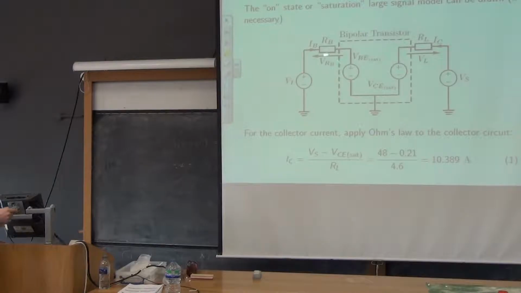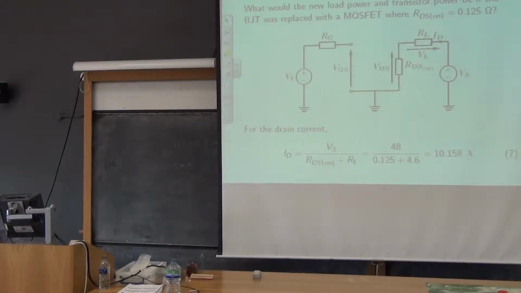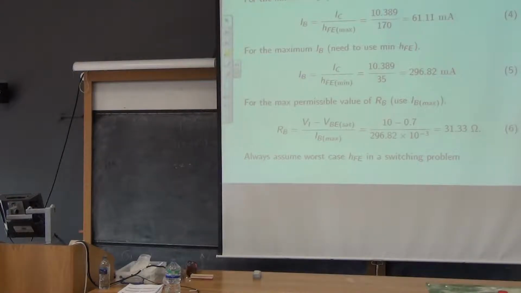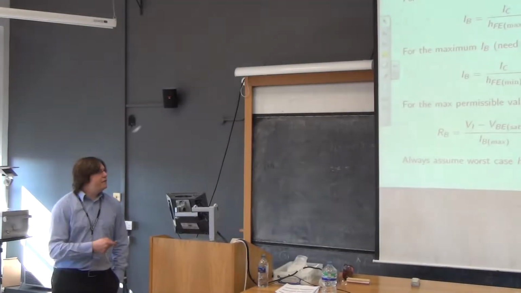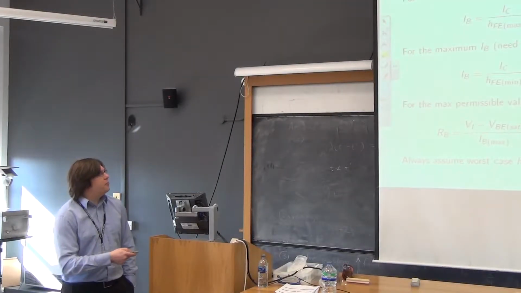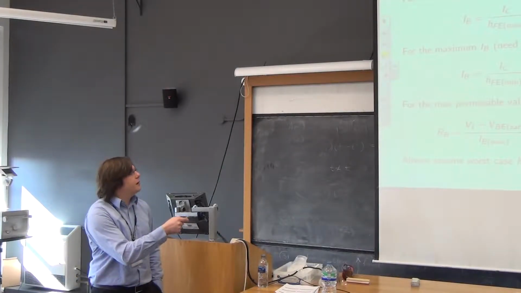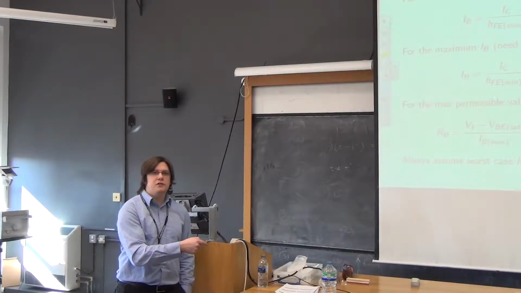So we do Ohm's law on RB, VI minus VB upon RB gives us IB. So VI minus VB upon IB max will yield about 30 ohms. So you always assume the worst case. If you assume the best case, if you assume 61 milliamps, you'll end up with a much higher value resistor.